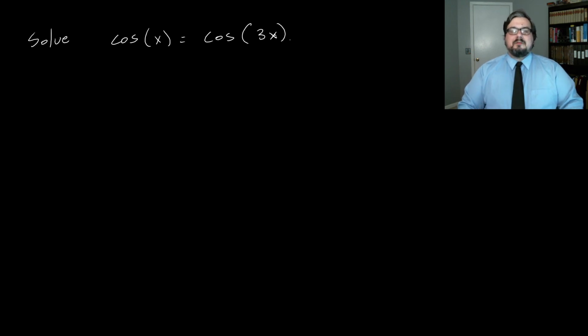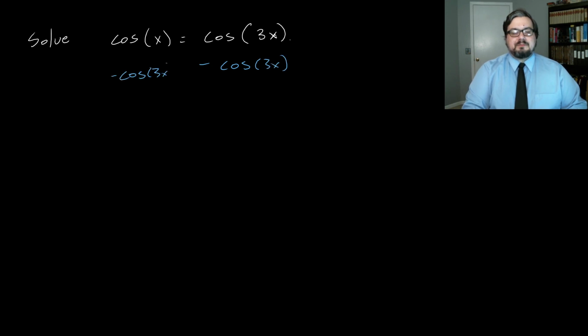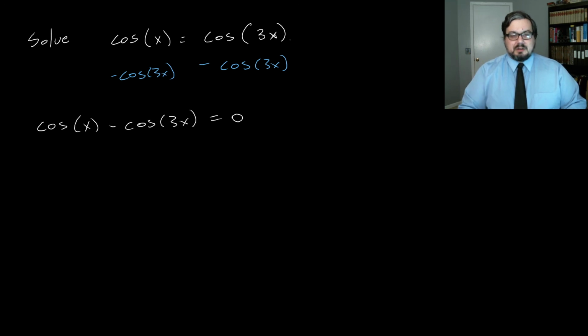Let's find all of the x values, all the angles that we could plug in, where cosine of that angle equals cosine of 3 times that angle. Now this is one where it's not immediately obvious that we need to use the sum to product formula. However, what we can do is the following. We can subtract cosine 3x from both sides. Once we do that, we get that cosine of x minus cosine of 3x equals 0.